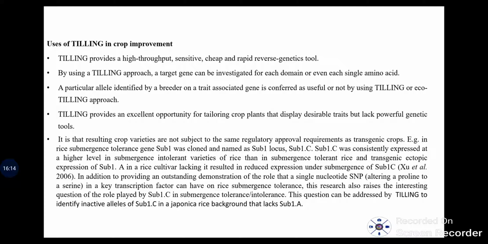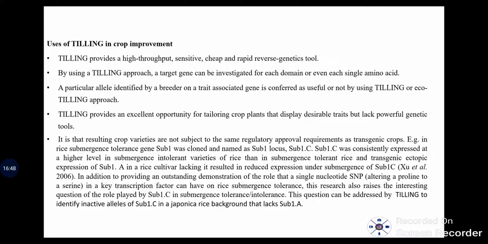Coming to the utility of TILLing, this is a high throughput, sensitive, cheap, rapid reverse genetic tool. By using this, a target gene can be investigated for each domain or even each single amino acid. A particular allele identified by a breeder on a trait-associated gene is confirmed to be useful or not by using TILLing or EcoTILLING approach. TILLing provides an excellent opportunity for tailoring crop plants that display a desirable trait but lack powerful genetic tools.